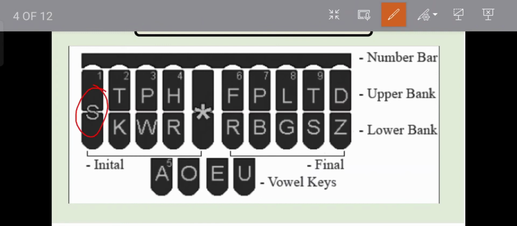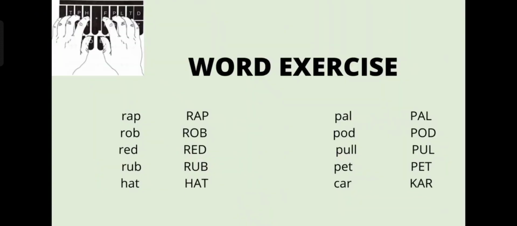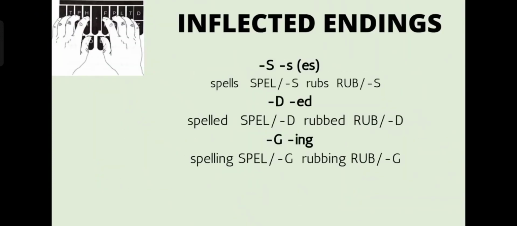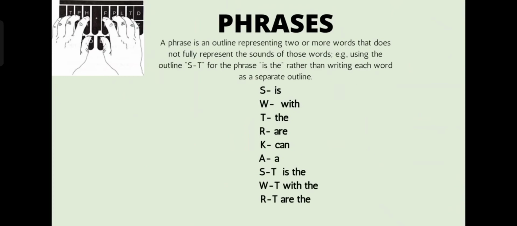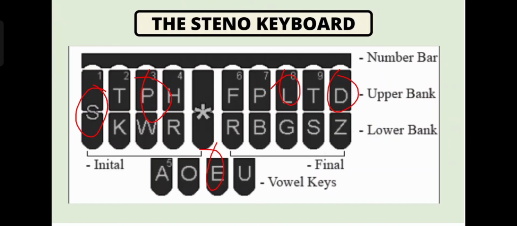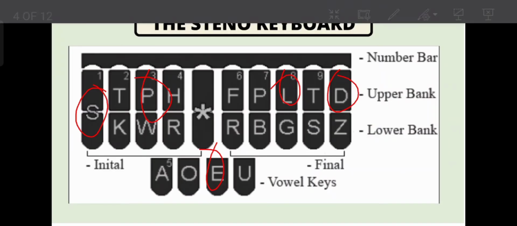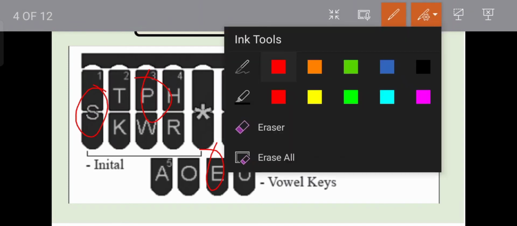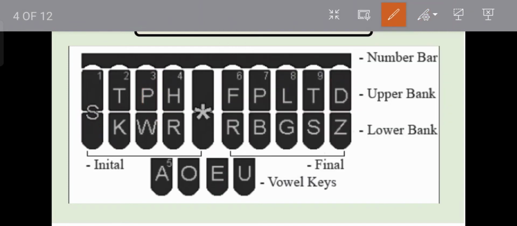Press S, P, E, L, and D. That's spelled. So it's past tense already. For example, robbed. Again, you have to add the letter D at the final D. If it's robbed, then R, U, B, and D. That's robbed.